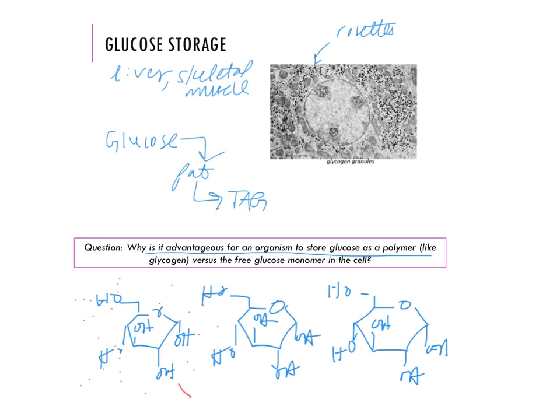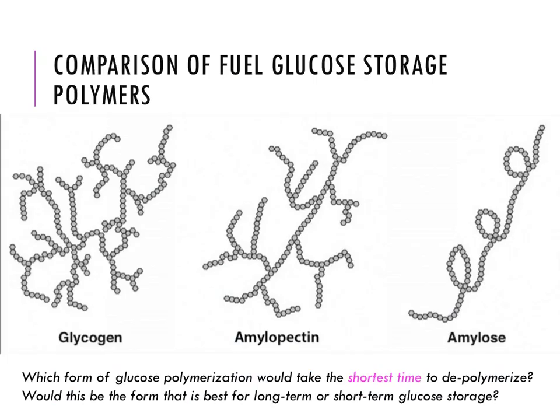But again, once it gets too large, once you have reached your glycogen capacity, then the excess sugar that you eat will be turned into a fat to be stored as a TAG, because that is a lot smaller space and you can get a lot more energy per molecule in a TAG than you can in glucose.